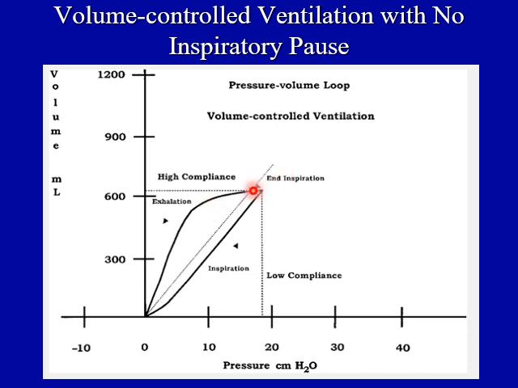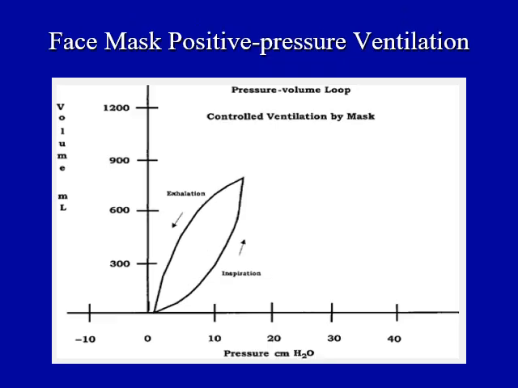Whenever this loop shifts towards the right side, you say the compliance of the lungs is decreased. That means for a given increase in pressure, the tidal volume achieved is less. In case of high compliance, the loop is shifted towards the left side. This means the pressure is decreased but the volume is increased or remains constant.